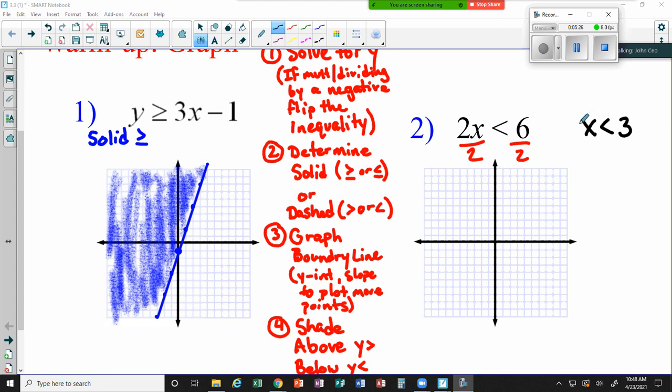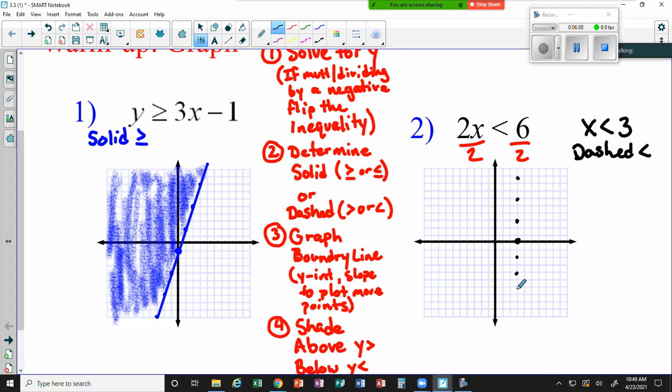If I had x equaled 3, where does x equal 3 at? Well, actually, before I draw the line, I got to figure out, is it solid or dashed? It's going to be dashed because it's less than, not equal to. So x equals 3 where? 1, 2, 3. X equals 3 here. X equals 3 all the way along this line. If you only have one variable, either x or y, if it's just x, it's going to be a vertical line. If it's just y, it's going to be a horizontal line.